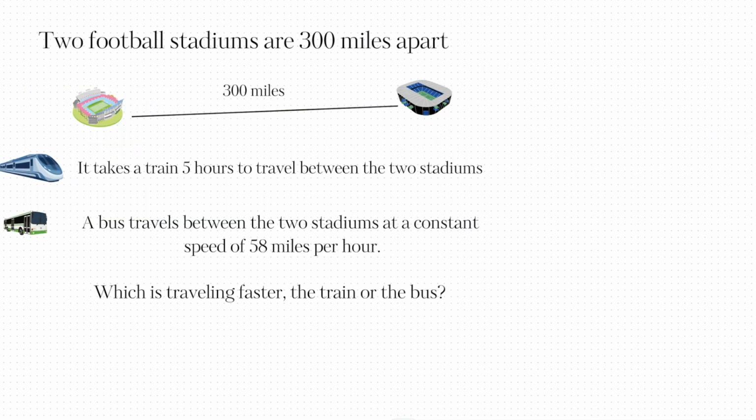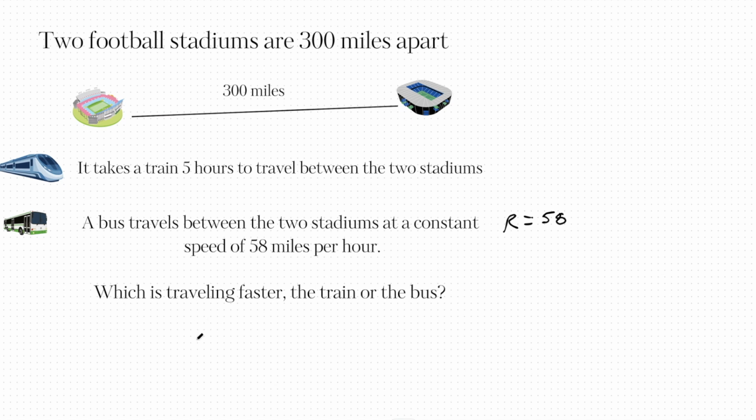So let's take a look at this problem. It says 2 football stadiums are 300 miles apart. Imagine you have 2 amazing football stadiums 300 miles apart. It takes a train 5 hours to travel between the 2 stadiums. A bus travels between the 2 stadiums at a constant rate of 58 miles per hour. So for this one, we know the rate is going to be 58. It says, which is traveling faster, the train or the bus?